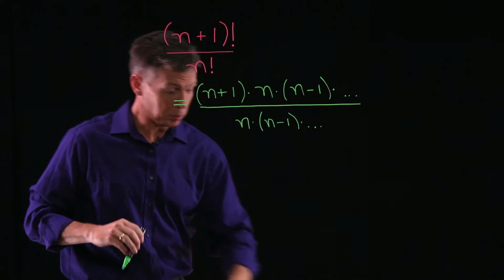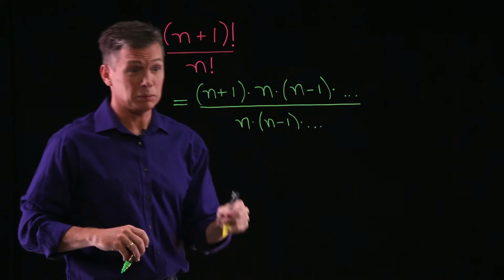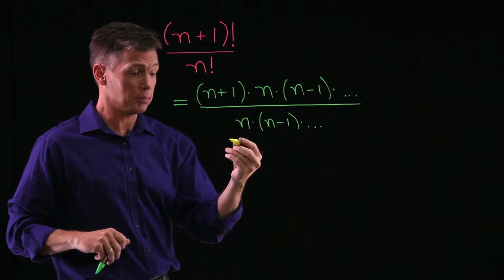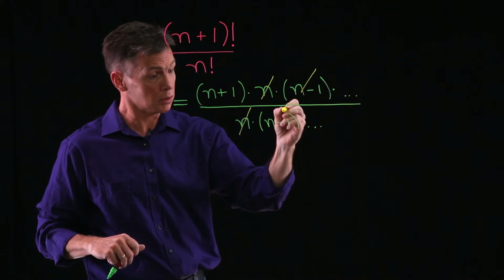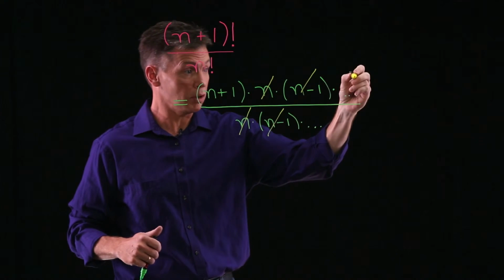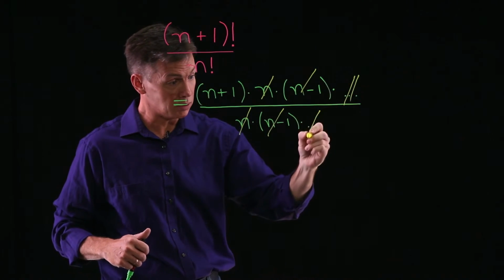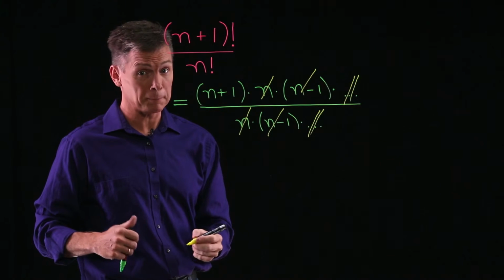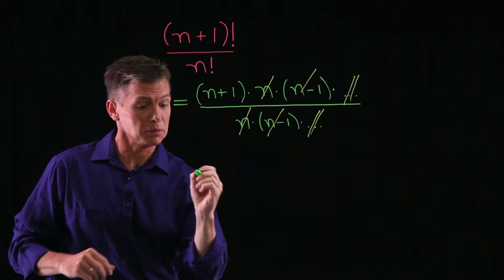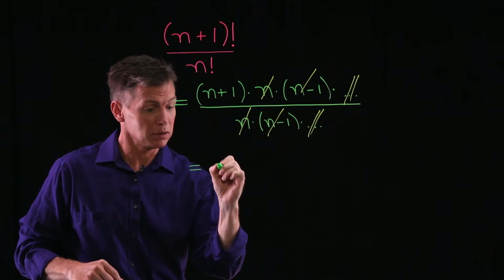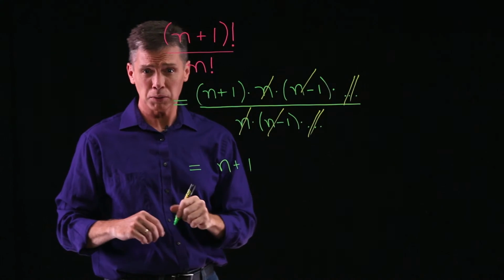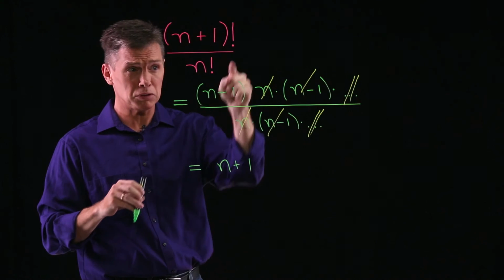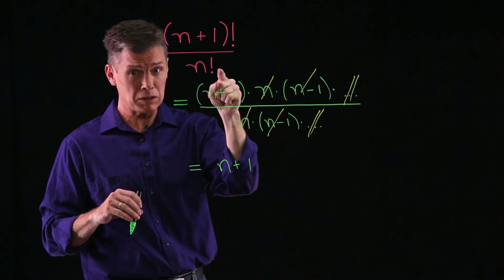And at this point, I hope you notice you've got similar factors top and bottom. So the n's cross out, the n minus 1's cross out, and in fact, the dot, dot, dots all the way down to 1 will all cross out, which means this simplifies a lot to just n plus 1 as a final expression, okay? Very common trick when you see factorials in the numerator and in the denominator.